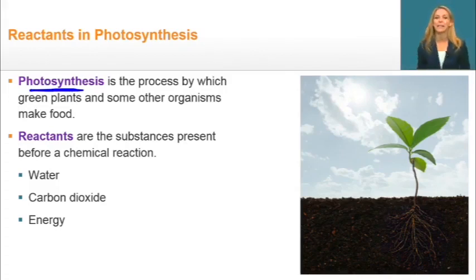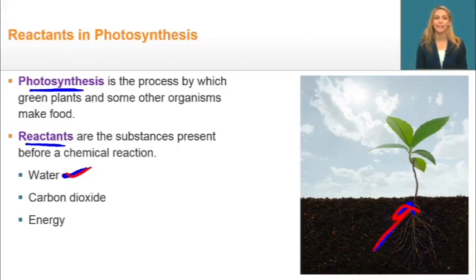Well, I'm so glad you asked. Photosynthesis is a series of chemical reactions. The substances that are needed for photosynthesis are called reactants. And there are three things needed for photosynthesis. First, we need water. Then the water is absorbed by the roots of the plant. Ooh, you know what? Let's switch that to red so we can see that better. There's the water coming up.